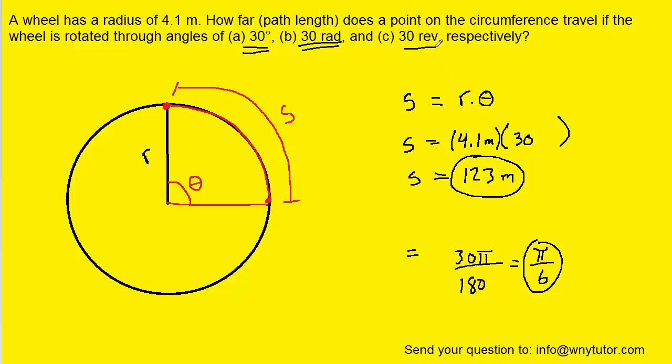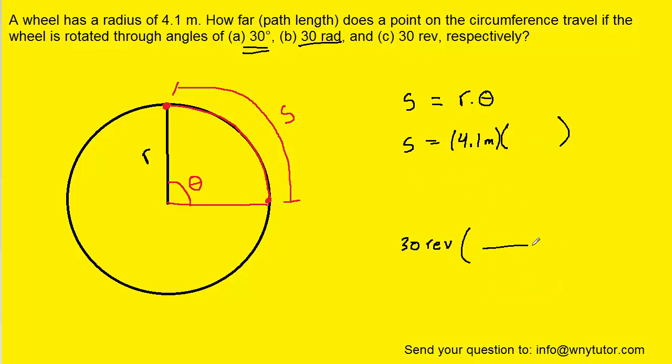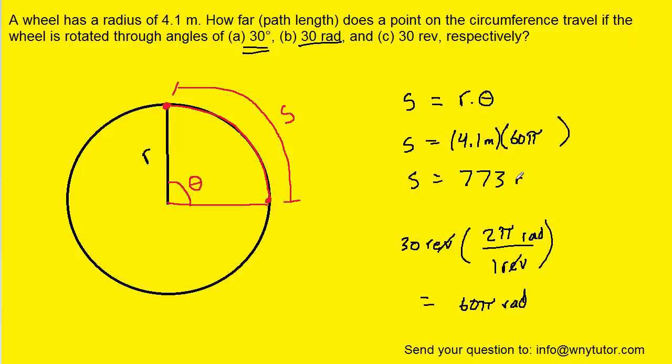Now part C gives us the angle in revolutions, so we're going to come down here and convert the revolutions into radians. Now it turns out that 1 revolution corresponds to 2 pi radians. So the revolutions will cancel, and we're going to end up with 60 pi radians. And now that the angle is in the appropriate form, we can plug it in to the arc length equation. And then when we multiply, we get approximately 773 meters. So this will be the correct answer to part C.